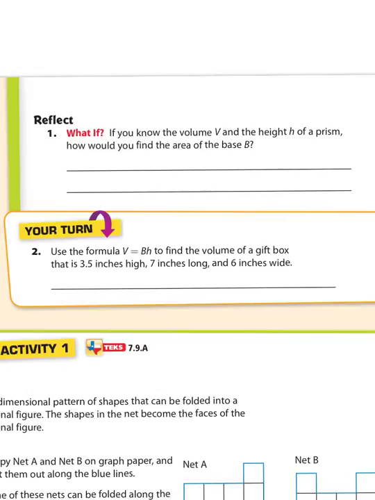On our reflect question on the next page, it says, what if you know the volume and the height of a prism? How would you find the area of the base? Well, that formula that we were using is volume equals the area of the base times the height. If you want to find the area of the base when you know the height, you would divide the volume by the height. That cancels out your heights, and it isolates big B, which is the area of the base. So you would do the volume divided by the height.